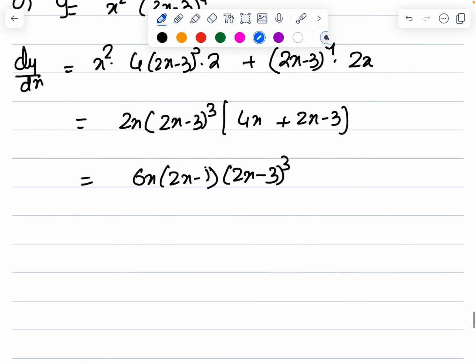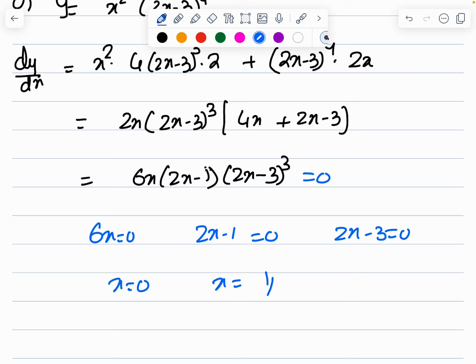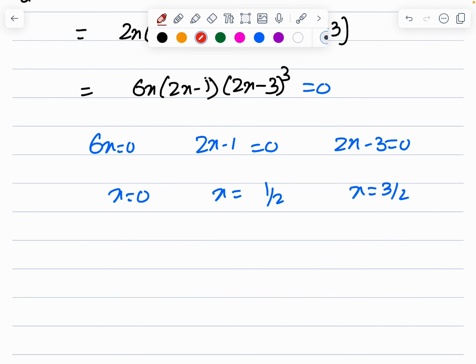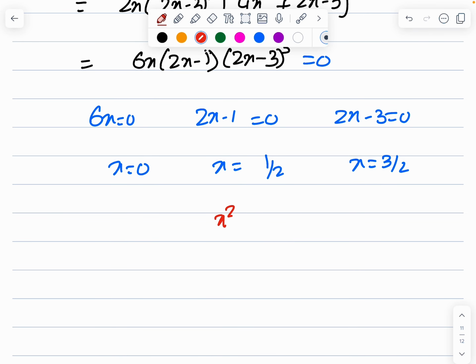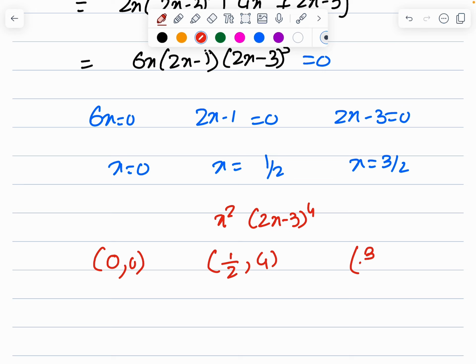This should be equal to 0. So either 6x equals 0, 2x minus 1 equals 0, or 2x minus 3 equals 0. So you get x equals 0, x equals 1 upon 2, x equals 3 upon 2. So plug these into the equation. What was that equation? x squared times (2x minus 3) whole to the power of 4. When you plug in 0, you get 0, comma 0. When you plug in half, you'll be getting 4. I'm directly writing. And when you plug in 3 upon 2, you again will be getting 0.